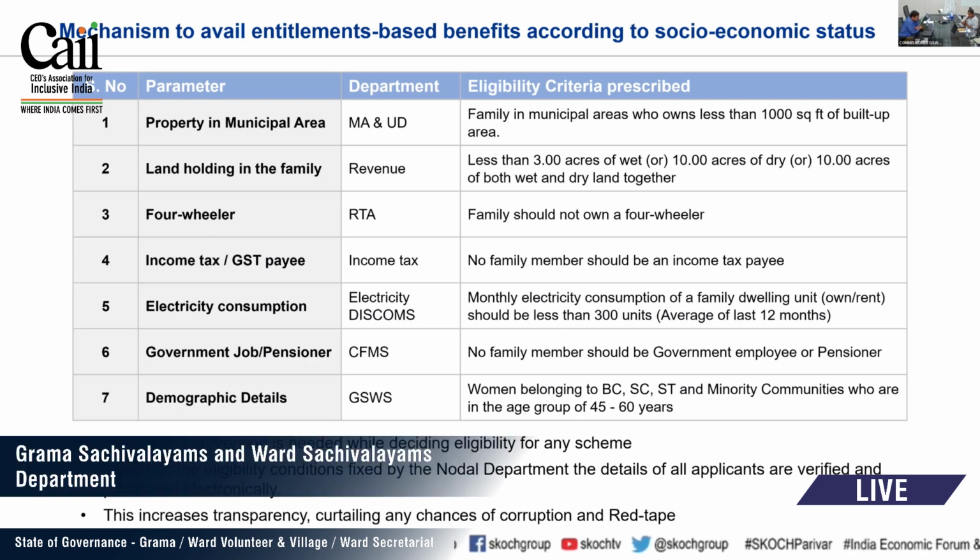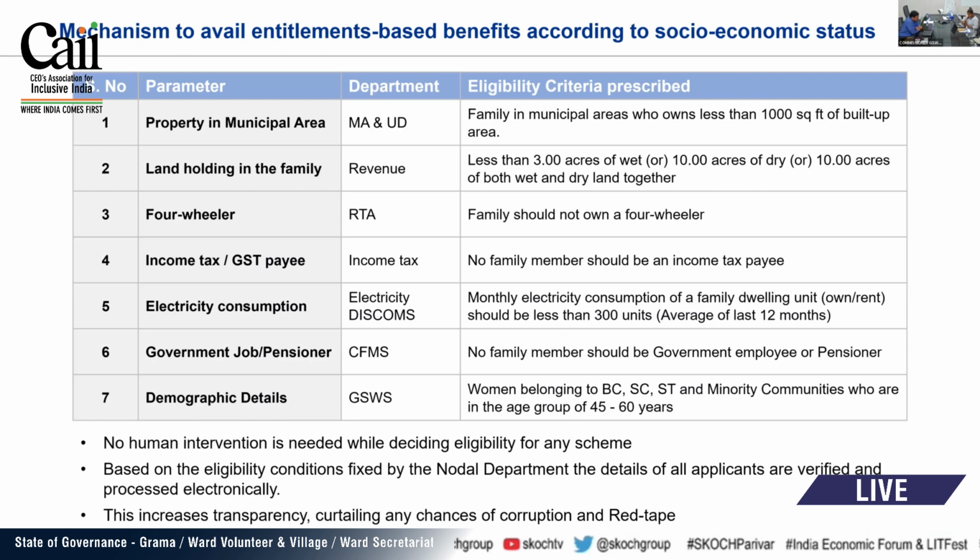If he has 1,000 square feet in an urban area, if his land holding for his family is 3 acres of wetland or 10 acres of dry land, if it is more than that, he will be made ineligible. He shouldn't have a car, and he should not be an income tax payee, and electricity consumption should be less than 300 units, and he should not be a government job holder. And if there are any other demographic criteria that the home departments want. So this is the criteria that we are checking for every scheme.